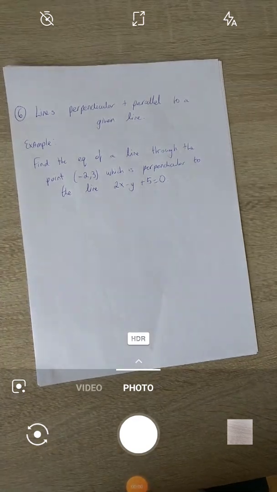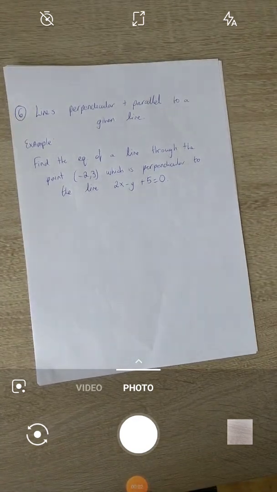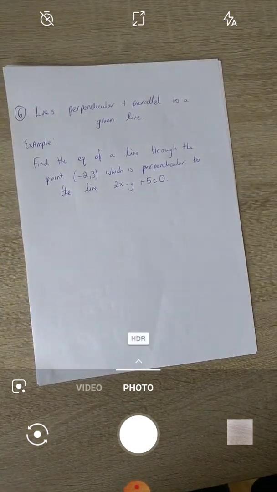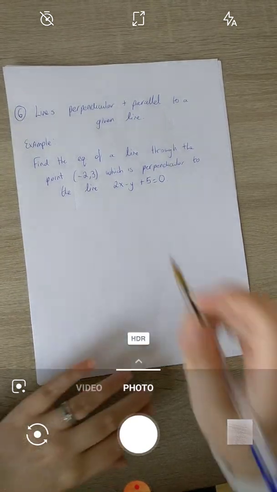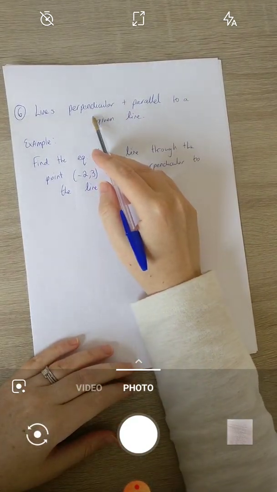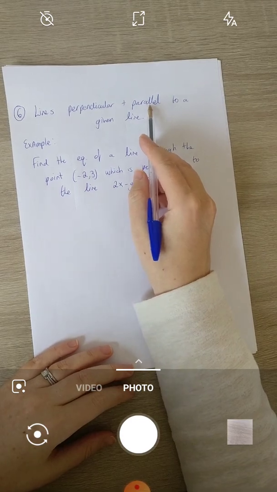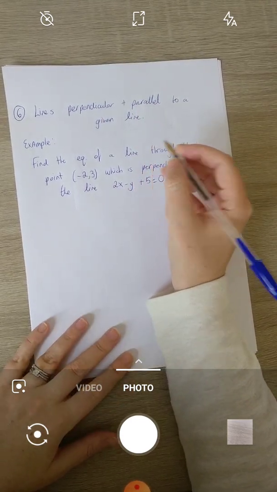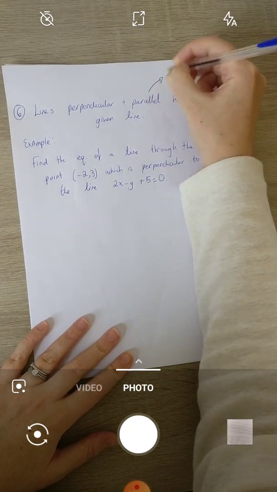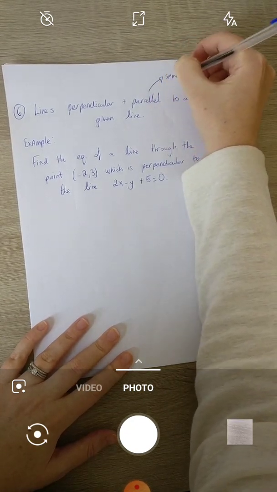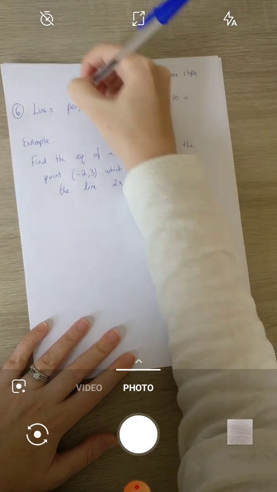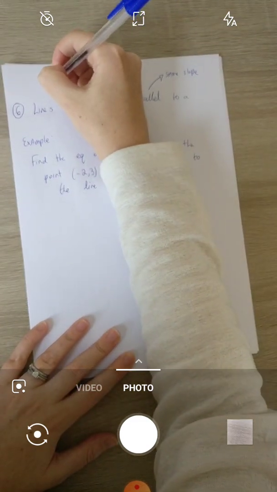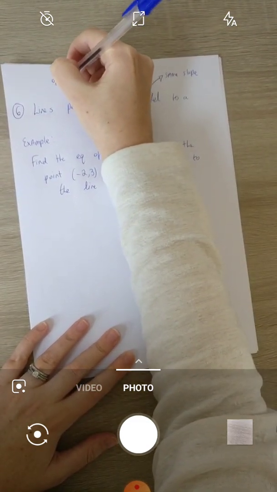Now, just to finish off from that last video, we were looking at equation of the line so far. So we're going to follow on from that and look at lines that are perpendicular or parallel to a given line. So I'm just going to do a couple of exam questions based on that. So remember, parallel lines always have the same slope, and perpendicular lines have opposite slopes.